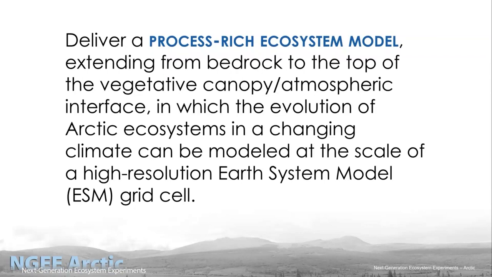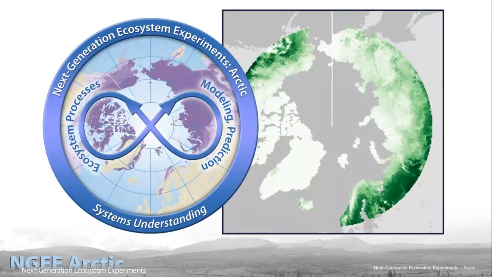That means we have this iterative interaction between empirical observations of ecosystem processes across the Arctic, as well as models and model predictions to really develop the system understanding of the Arctic biome. You can see our logo on the left there, and then on the right hand side, ultimately we want to be able to predict things like leaf area index, which is shown here at the resolution of a model grid cell, and benchmark that against observations across the Arctic.